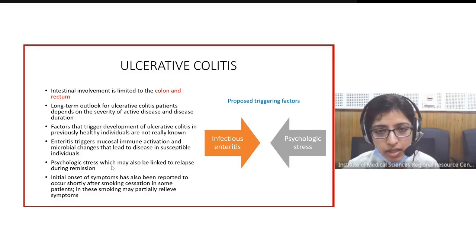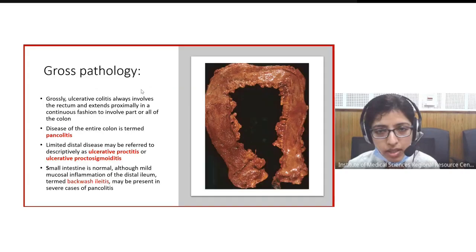Psychological stress may also be linked to relapse during remission. So stress is also a triggering factor. Initial onset of symptoms has also been reported to occur shortly after smoking cessation in some patients. So smoking basically is protective in ulcerative colitis.